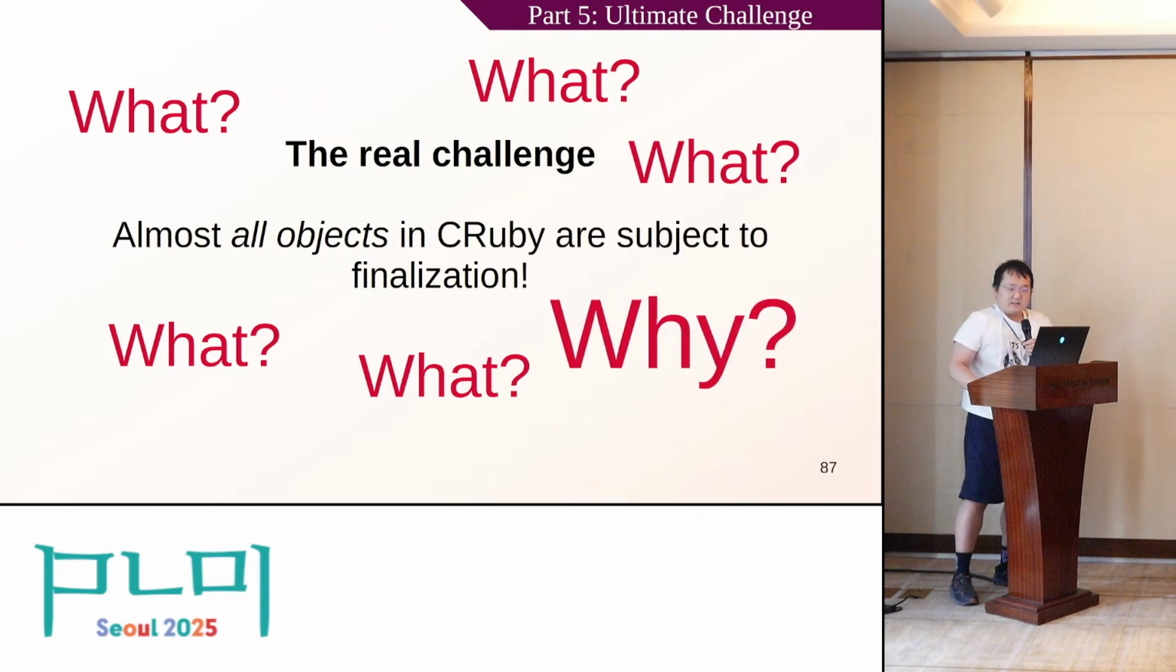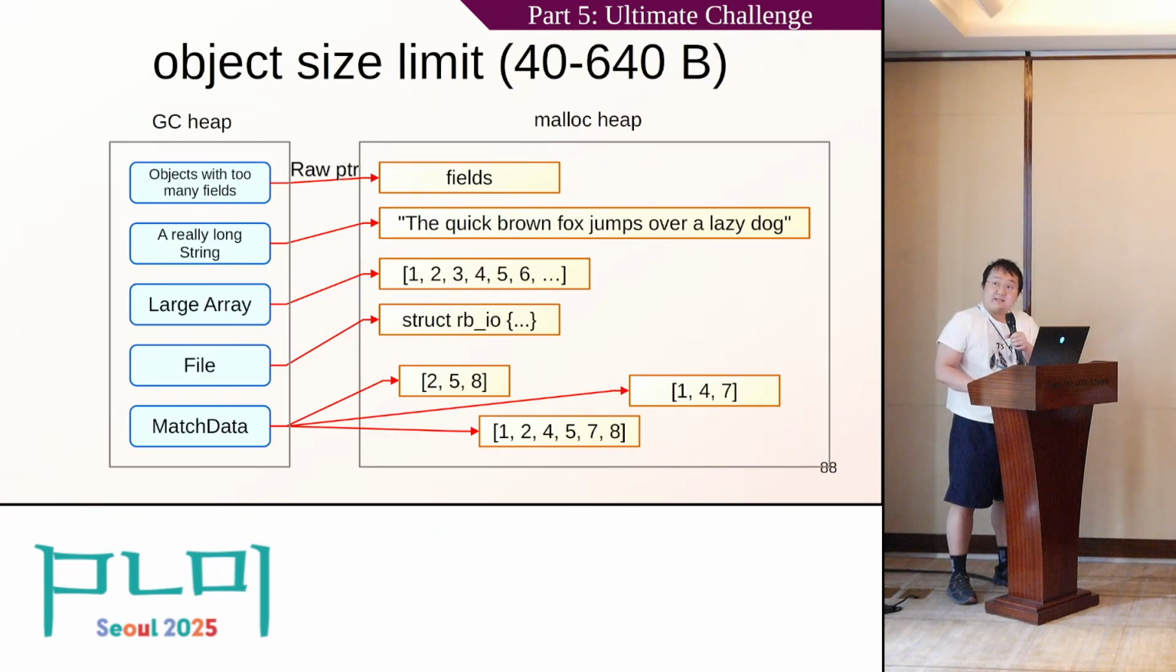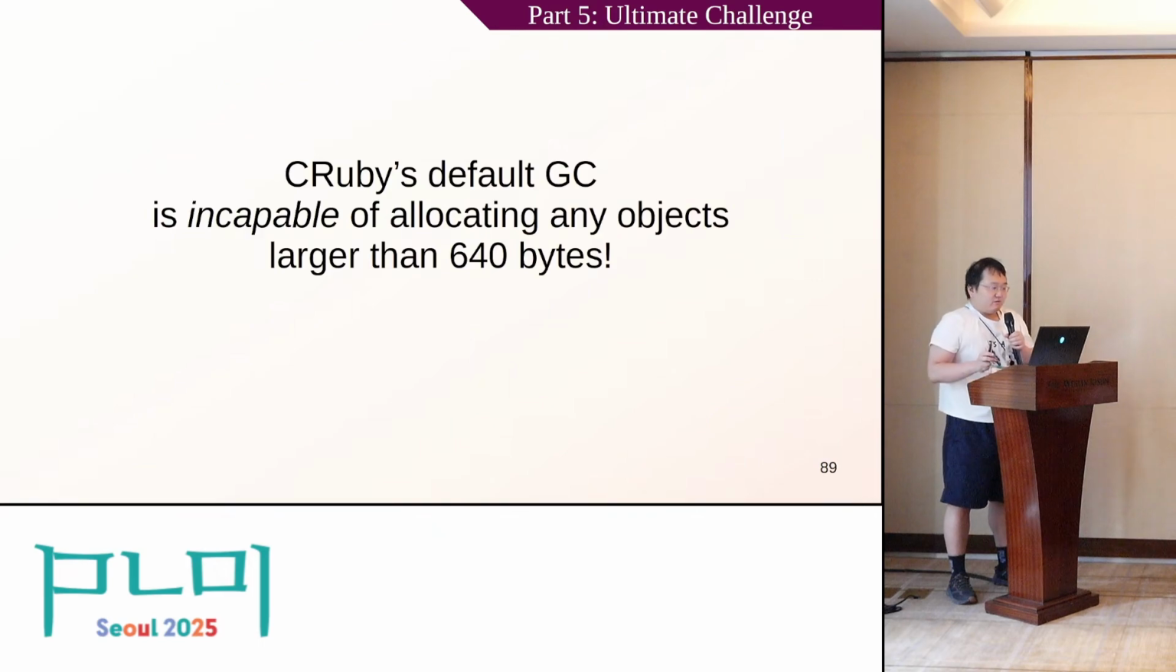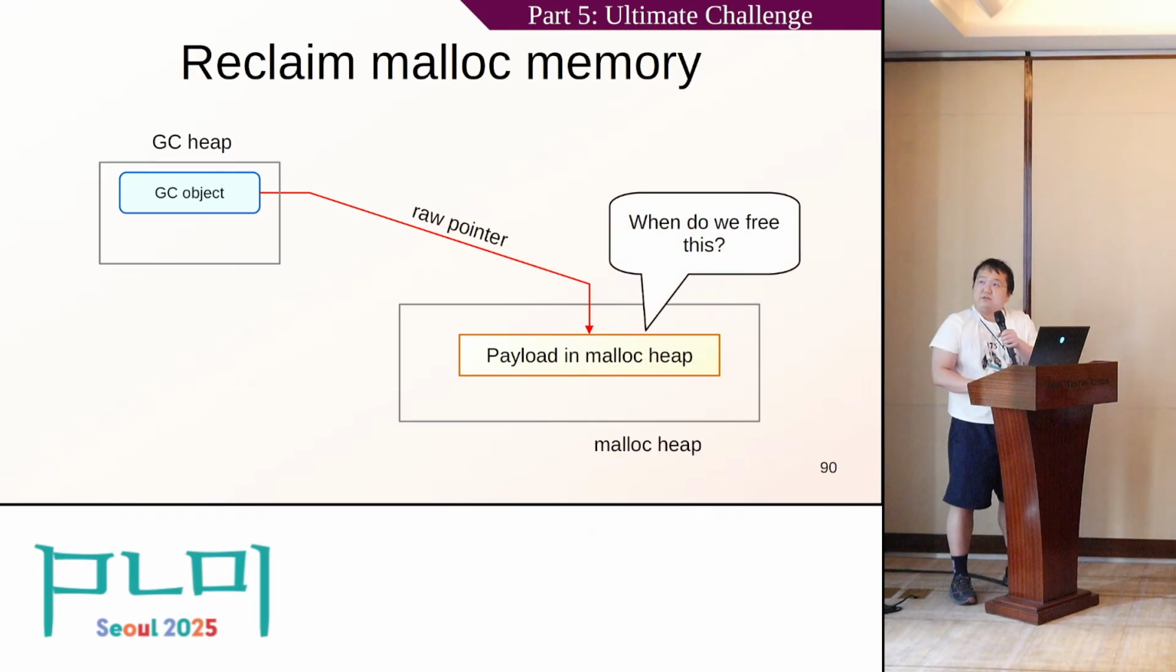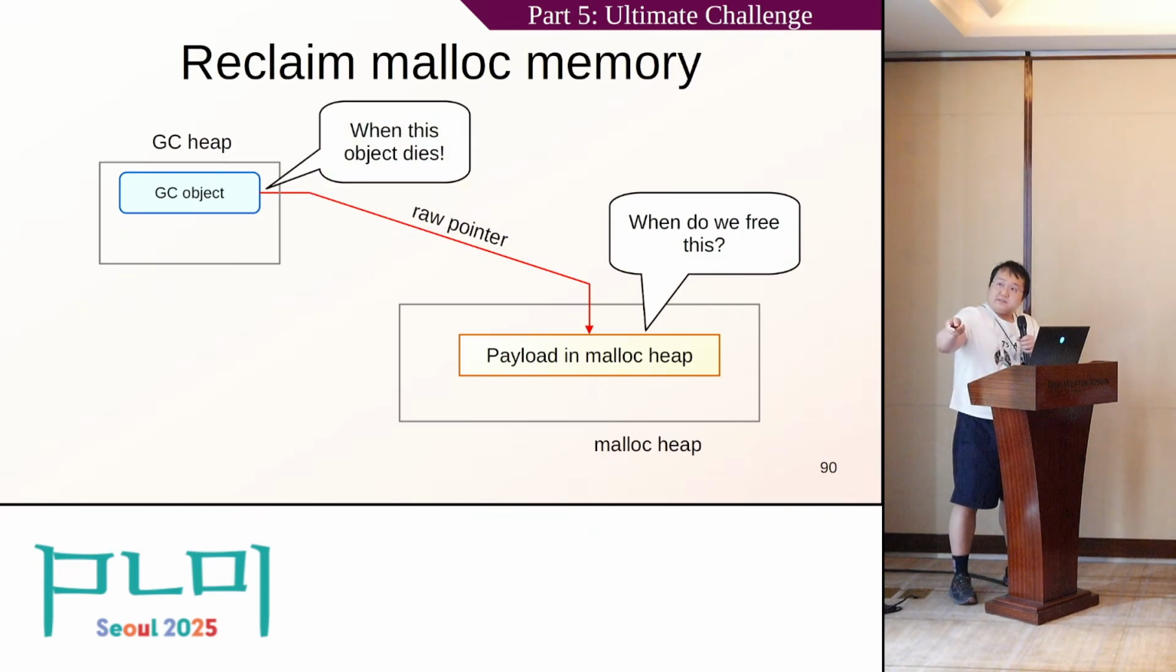But what's happening in CRuby? To really understand, remember that CRuby has an object size limit. CRuby's default GC is simply incapable of allocating any objects larger than 640 bytes. So if an object needs more memory than that, it uses malloc. Then the immediate question is, when do we free this malloc buffer? And the answer is, when this object dies, of course.